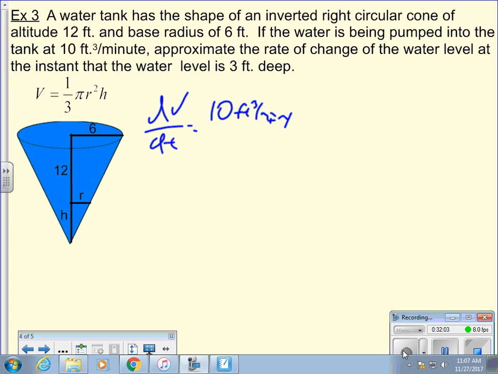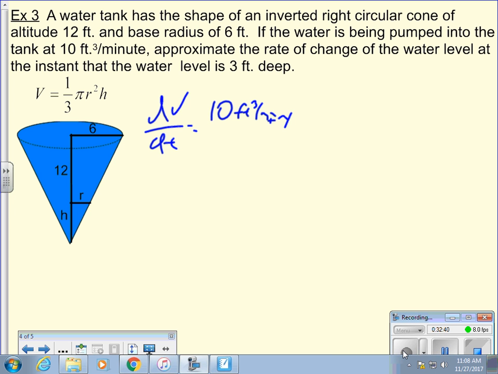we have dV/dt is 10 cubic feet per minute. It doesn't say dV/dt. It says the water's being pumped into the tank at cubic feet per minute. You people have been around long enough that you should recognize that cubic feet is a measure of volume, and per minute means volume over time, dV/dt. You should be able to figure out that volume is represented, and if it's volume over time, that's a rate: dV/dt, change in volume over time.